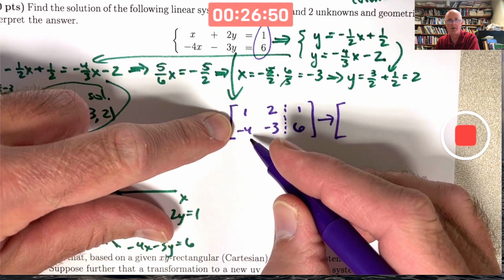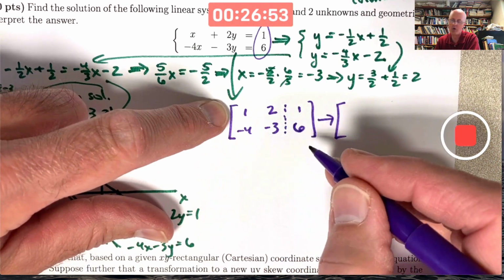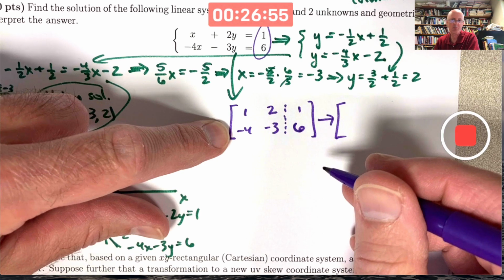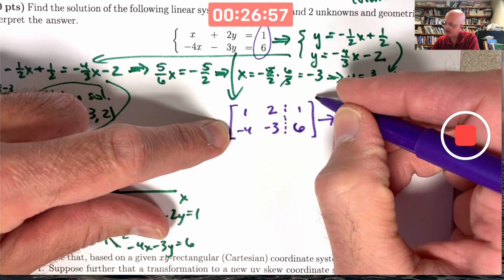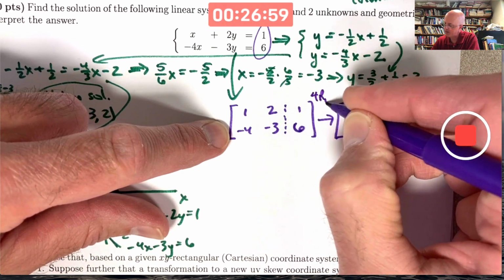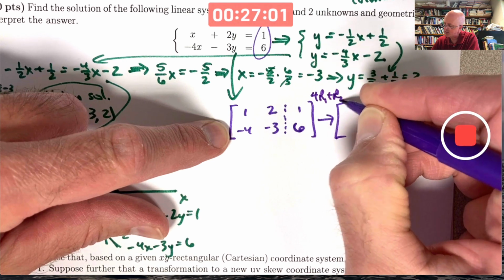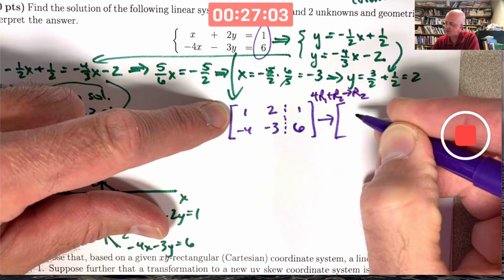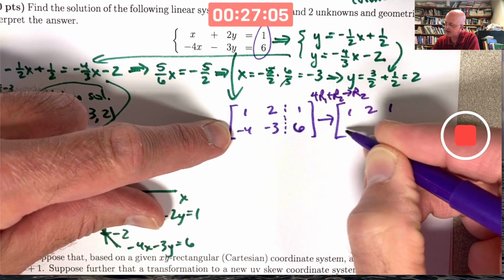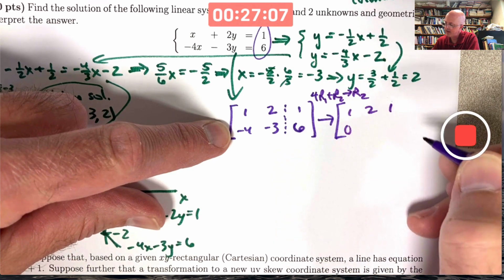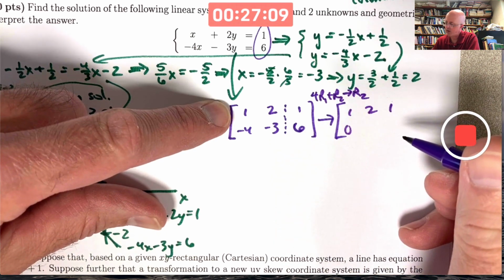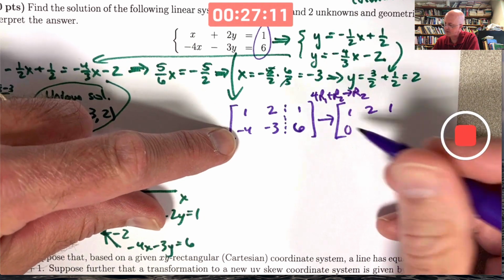with. I'd like a 0 below there, so I'm going to multiply row 1 by 4, add it to row 2, and put the answer in row 2. Symbolically, I could write 4r1 plus r2 goes in r2. The first row is going to stay the same. Second row is going to have a 0 there. I multiplied 1 by 4. 4 plus -4 is 0, so that's why I put a 0 there.